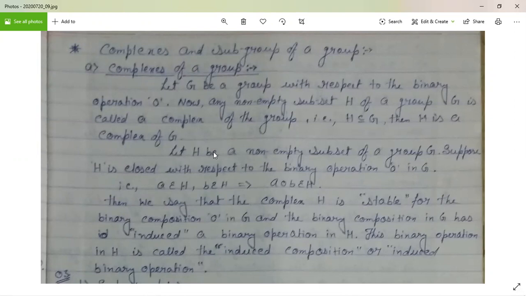Let H be a non-empty subset of a group G. Suppose H is closed with respect to the binary composition O in G. That is, A belongs to H, B belongs to H implies that A O B belongs to H. Then we say that the complex H is stable for the binary composition O in G, and the binary composition in G has induced a binary operation in H. Thus, the binary composition in H is called the induced composition or induced binary operation.